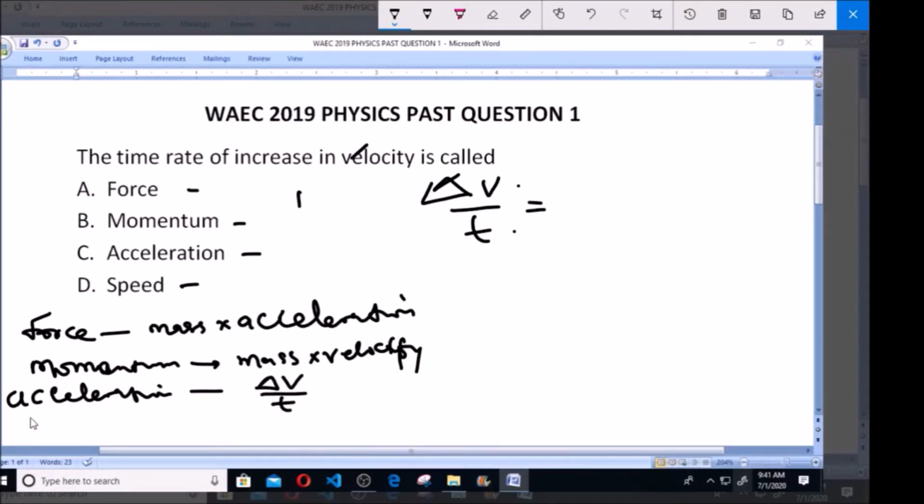And finally, let's look at speed. What is speed? Speed is simply the distance traveled all over time. So from all these, we can simply see that this is the same thing as the definition here. So that is acceleration, and that makes option C the correct answer.